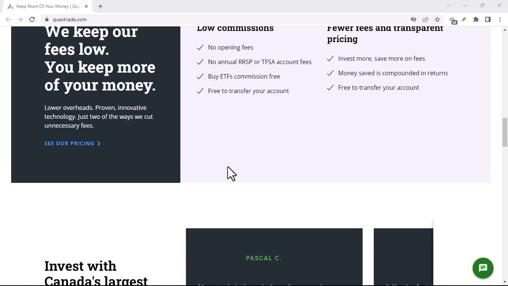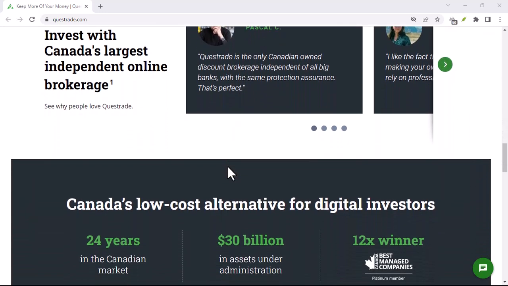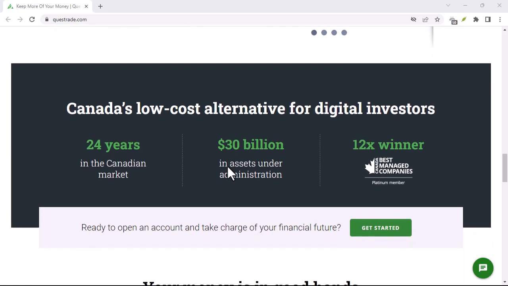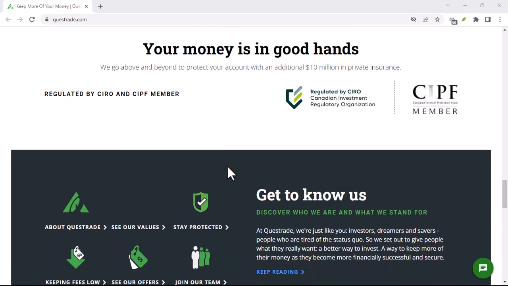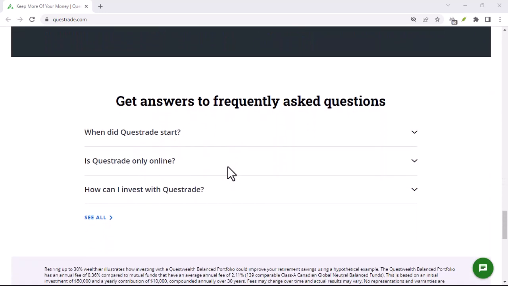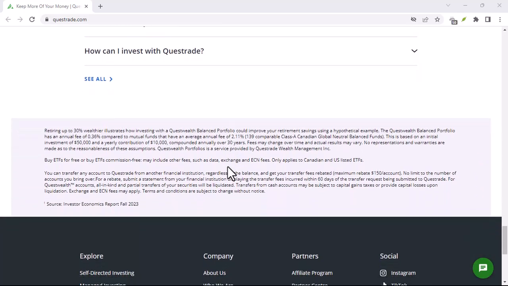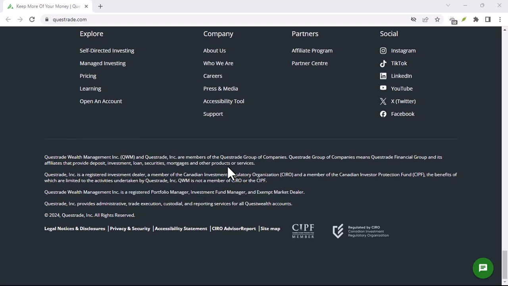Your adjusted cost basis, ACB, is the total cost of your investment, including any adjustments for things like capital gains or losses. It's important to know your ACB because it will determine your capital gains tax liability when you sell your investment. In this video, we'll discuss how Questrade calculates ACB for different types of investments.